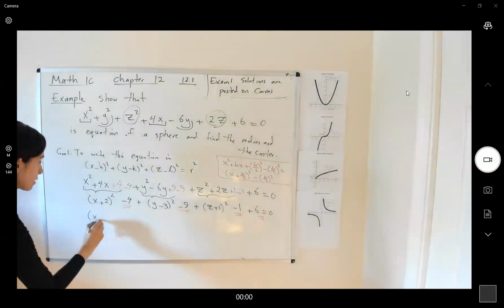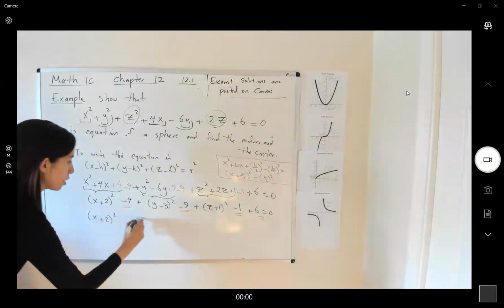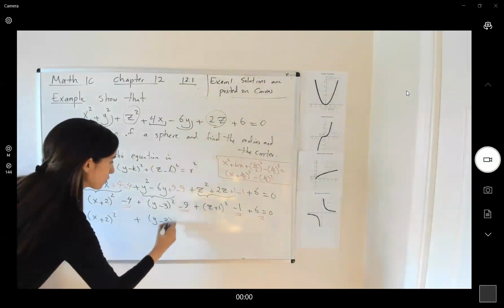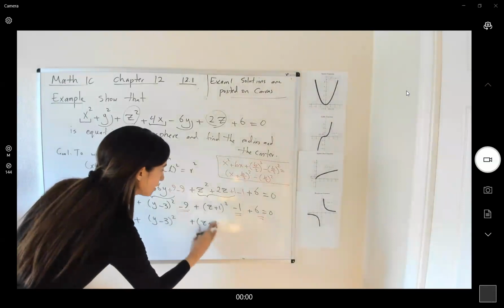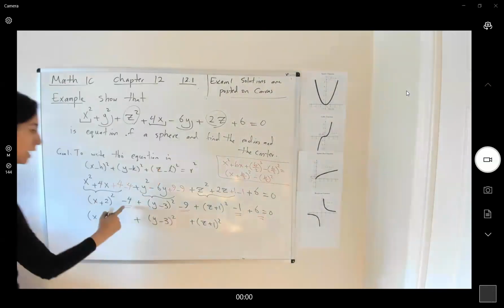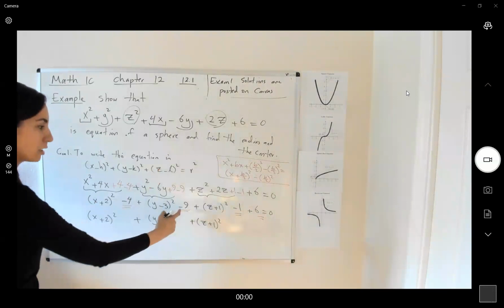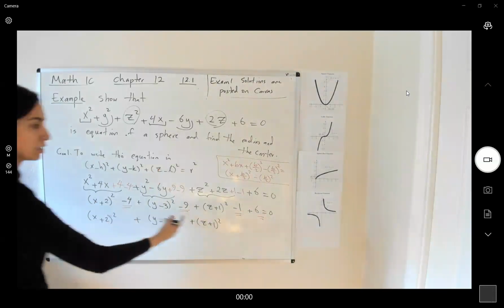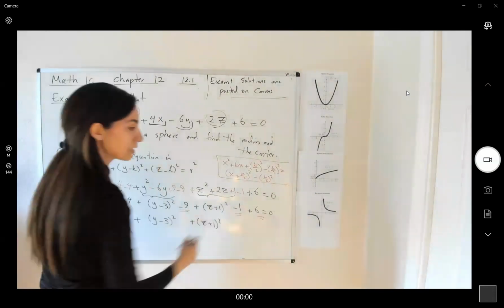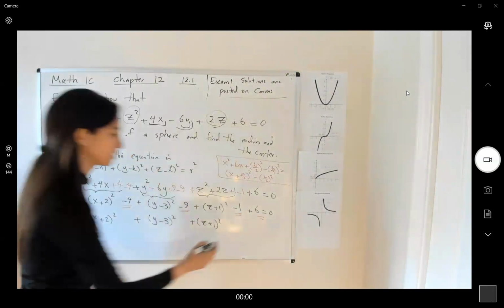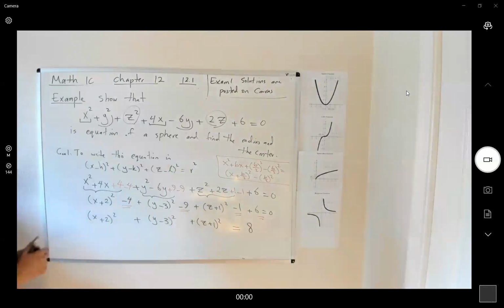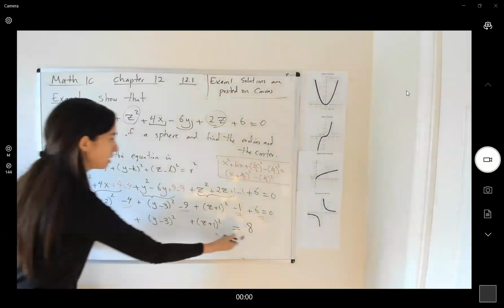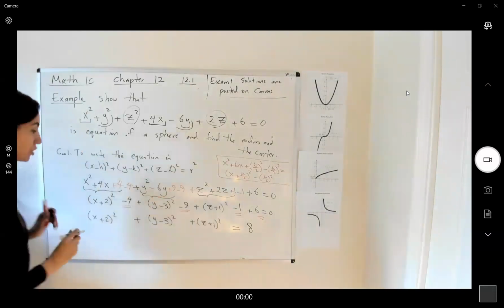I have (x + 2)² + (y − 3)² + (z + 1)². Negative 4 minus 9 is equal to negative 13, negative 14 plus 6 is negative 8. So it is equal to 8. Very well. Let us compare this equation with the original equation that we have.